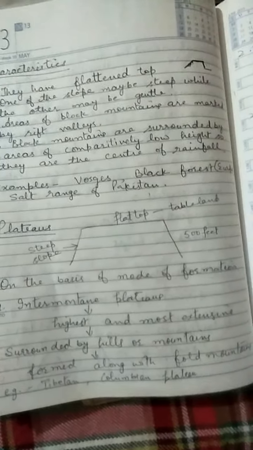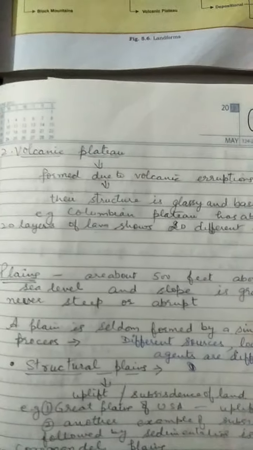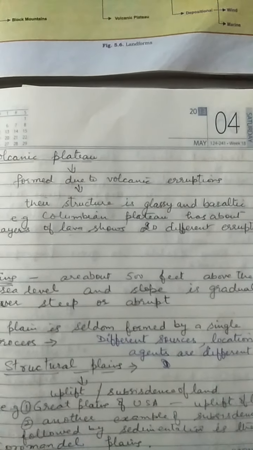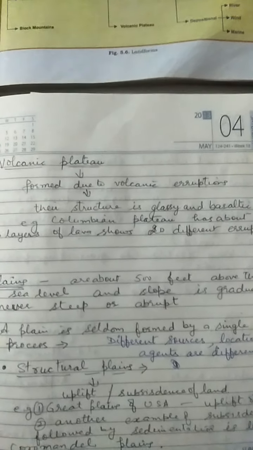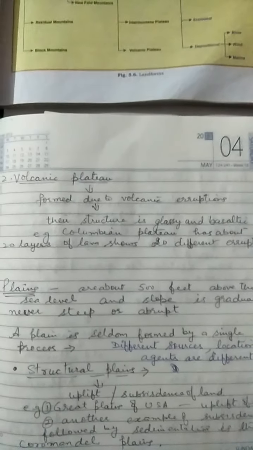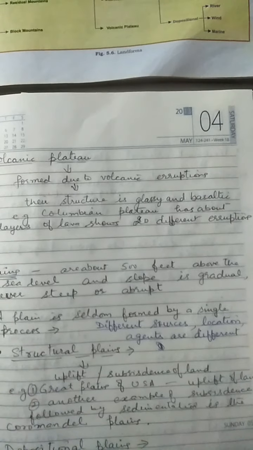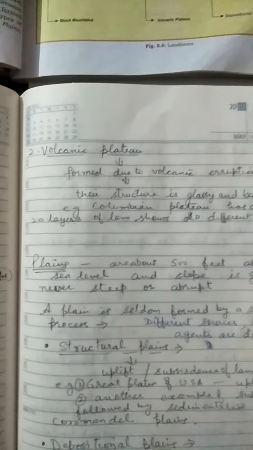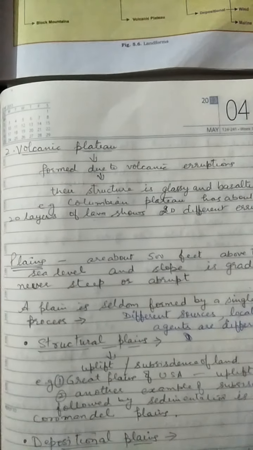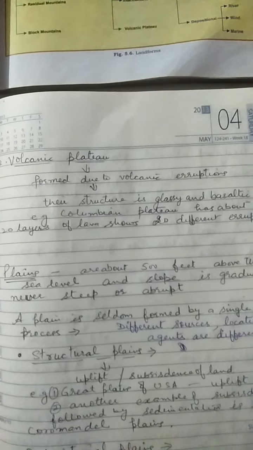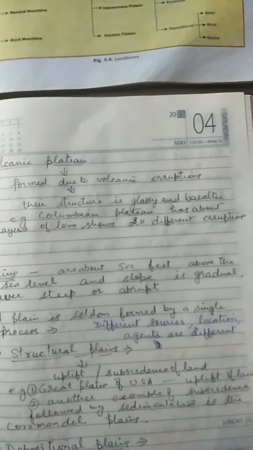And Colombian Plateau. Volcanic Plateaus. These plateaus are formed due to volcanic eruptions. Their structure is glassy and basaltic. For example, Colombian Plateau has about 20 layers of lava. So 20 layers of lava shows that the volcano erupted 20 times over there.